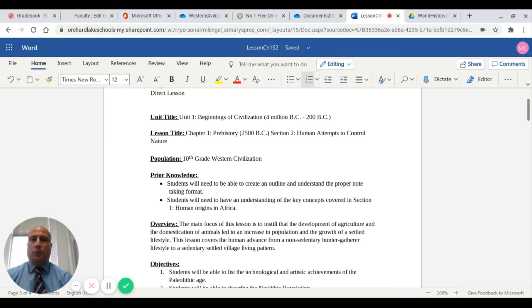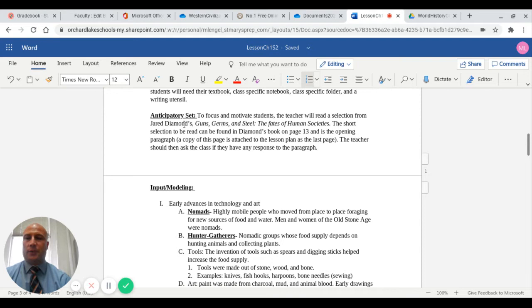Today is Chapter 1, Section 2, Human Attempts to Control Nature. We're going to move down into the input modeling part of the lesson. A nice book to throw into an anticipatory set here is Jared Diamond's Guns, Germs, and Steel, The Fates of Human Societies. There's a page 13. It's kind of the opening paragraph there that really relates very well to the information here about hunting and gathering and nomadic lifestyle. Okay, let's begin.